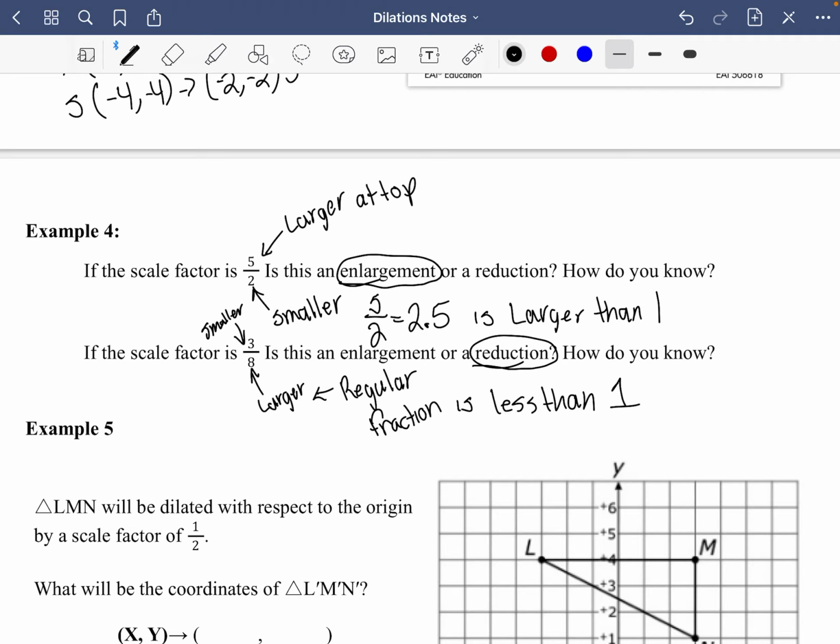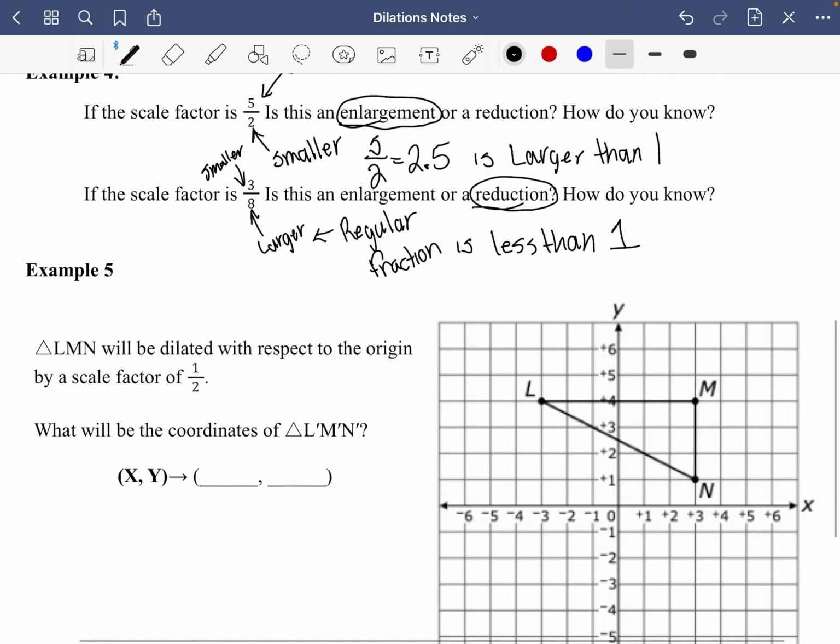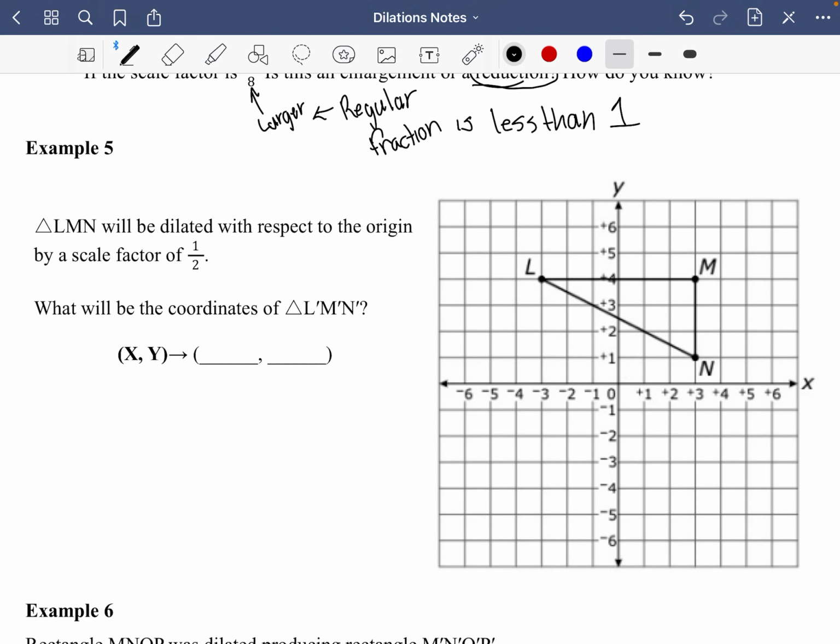So that's going to make it smaller, reduction. All right, so let's move to now example 5. It says triangle LMN will be dilated with respect to the origin by a scale factor of 1/2. What will be the coordinates of triangle L prime, M prime, and N prime? So we're looking at a scale factor of 1/2. With the scale factor of 1/2, we're going to write the rule. So we got 1/2 times x, and we're going to have 1/2 times y.